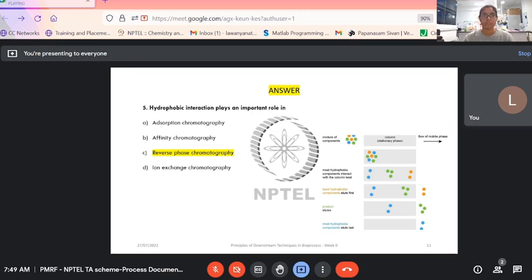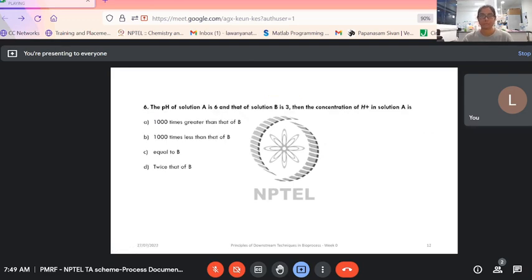Therefore, reverse phase chromatography is the right answer, where the stationary phase is hydrophobic in nature and the mobile phase is polar. And based on how hydrophobic the solute molecules are, they separate out.